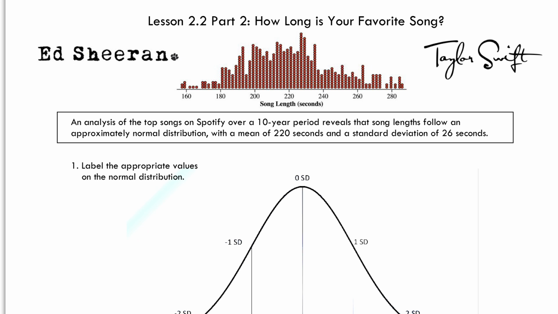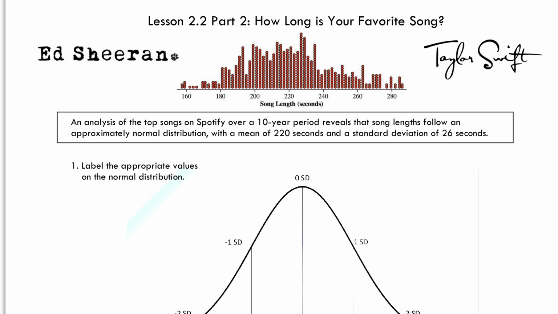So first, let's look at the example. In context, what are we looking at? In the box here, in the rectangle, it says an analysis of the top songs on Spotify over a 10-year period reveals that songs' length follow an approximately normal distribution with a mean of 220 seconds and a standard deviation of 26 seconds. It's very important that we know this distribution is normal.